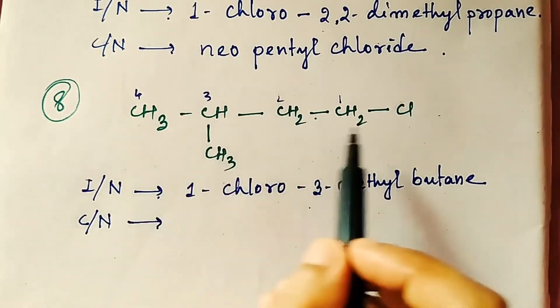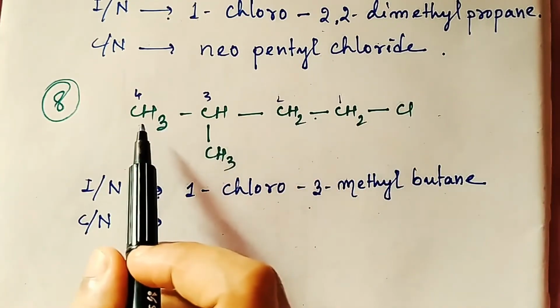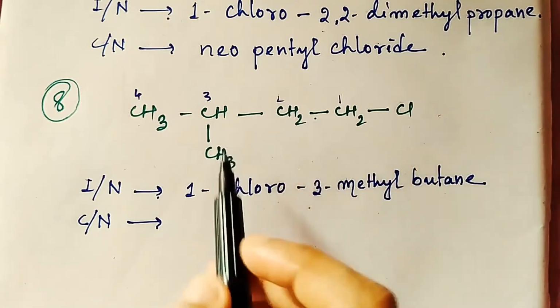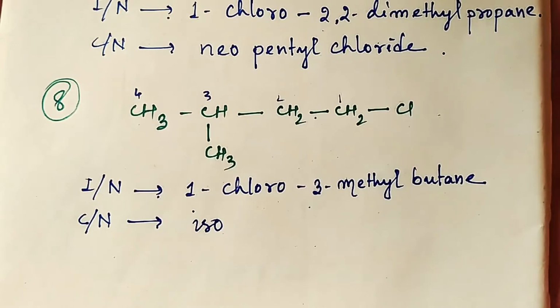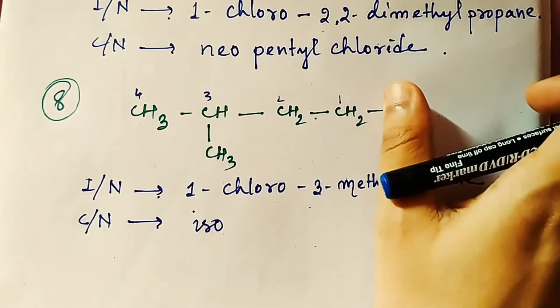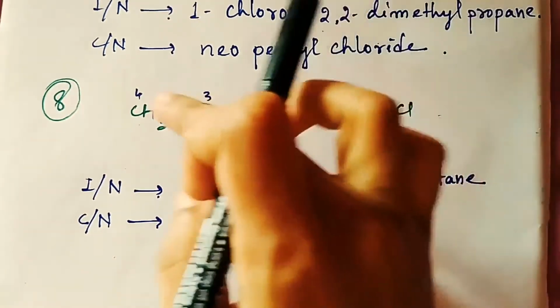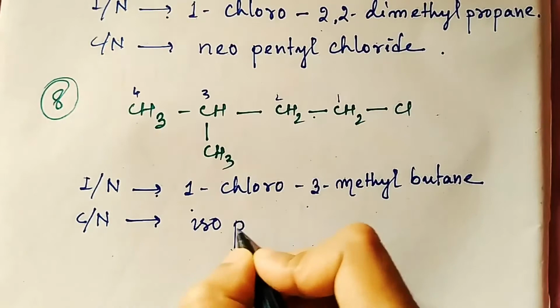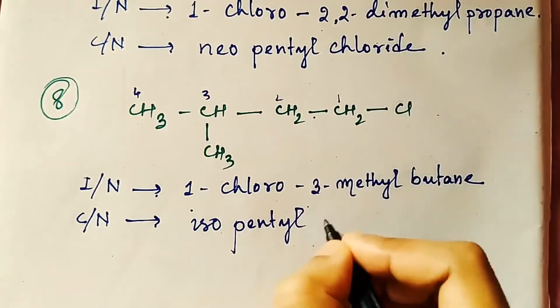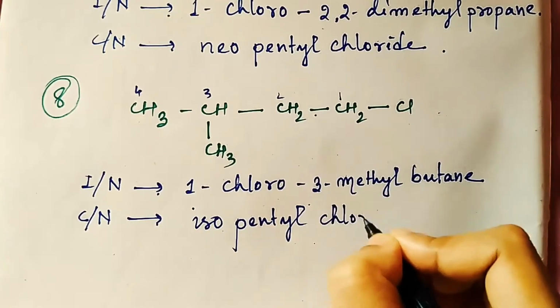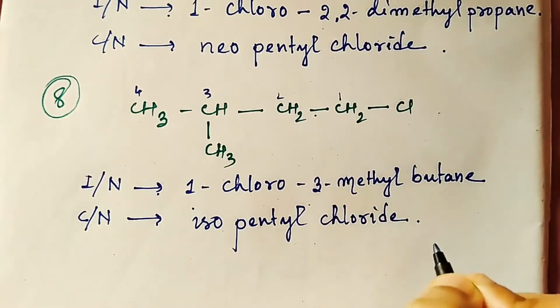Again you just say all the carbons are present in a linear chain except one carbon atom. So in this case we will use iso prefix. Okay, then except this halogen, how many total carbon atoms are present? 1, 2, 3, 4 and 5. So isopentyl chloride. So now move to the next example.